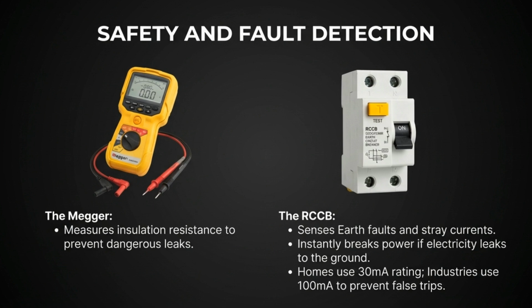Safety devices include the Megger, which measures insulation resistance to prevent dangerous leaks. The RCCB senses earth faults and instantly breaks power if electricity leaks to the ground.